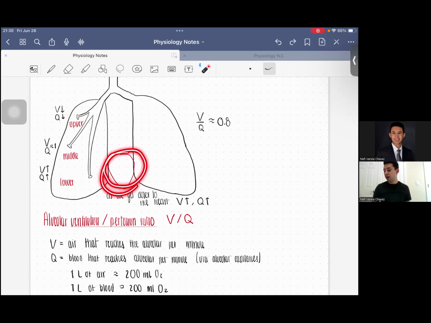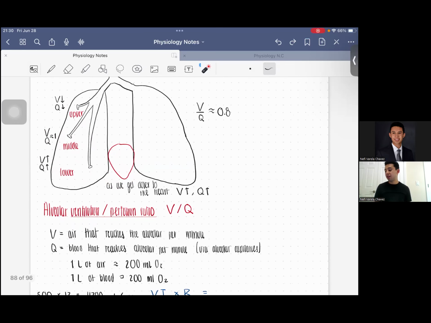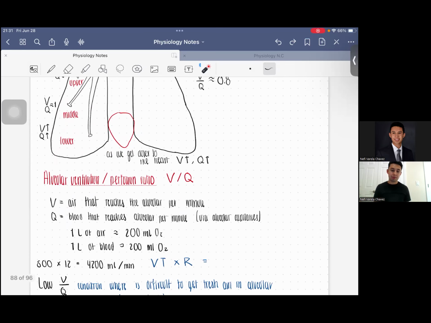Why? Because we have higher proximity to the heart, okay? And in the middle, this ratio is going to be usually 1. But the standard ratio for VQ is actually 0.8. Why? Don't ask me. So now, as you can see, these values are going to be about equivalent. In a liter of air, we're going to have about 200 milliliters of oxygen. And in a liter of blood, we're going to have 200 milliliters of oxygen too.